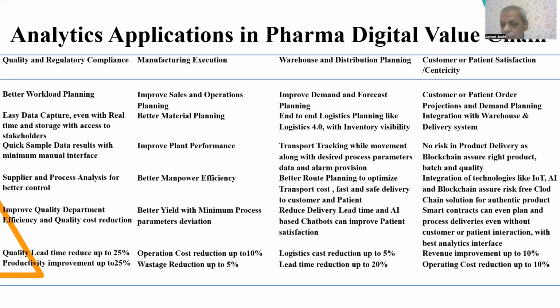Now there is no risk in product delivery, because blockchain analytics really helps ensure that the right product, right batch, and right quality is delivered to the customer. Integration with other technologies like IoT, AI, and blockchain assures a risk-free cold chain solution for authentic product. Smart contracts are another area which, linked with analytics, can even plan and process deliveries without customer or patient interaction. Looking at what the patient or customer is consuming and their trend, a smart contract can initiate the order and organize the deliveries without much interaction with the customer or patient. This improves revenue sharing, and operating costs can come down.